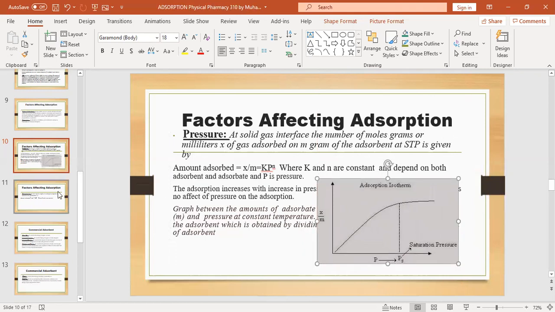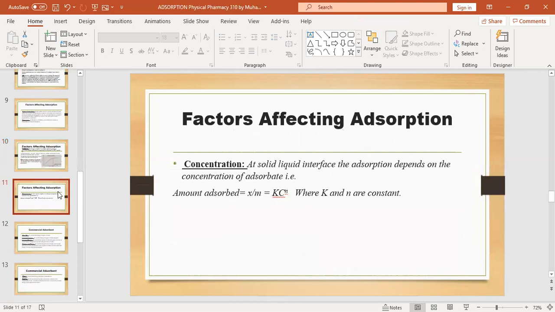Now let's proceed further. The next factor is concentration. At the solid-liquid interface, the adsorption depends on the concentration of adsorbate. That is, the more the adsorbate, the more the adsorption. The amount adsorbed, X upon M, is equal to KC^(1/n), where K and n are constants and also depend on the nature of both adsorbent and adsorbate. Let's proceed further.